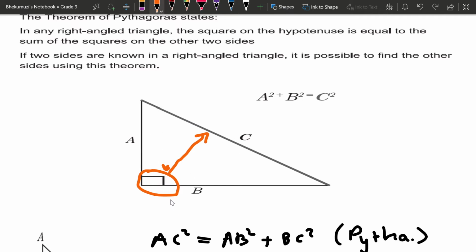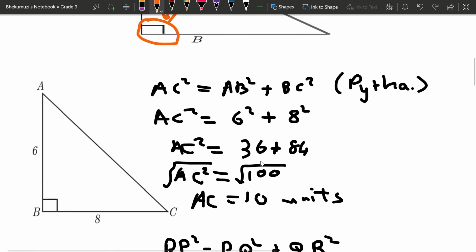So as you can see, then you have your two sides, which are A and B, and it doesn't really matter the order in which A and B is done, but it's very important for you to identify the hypotenuse correctly.